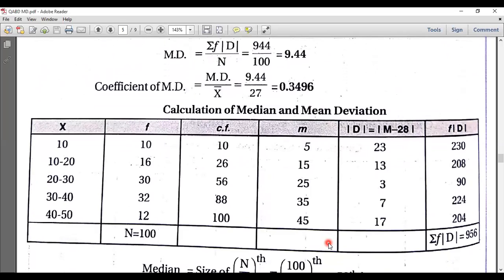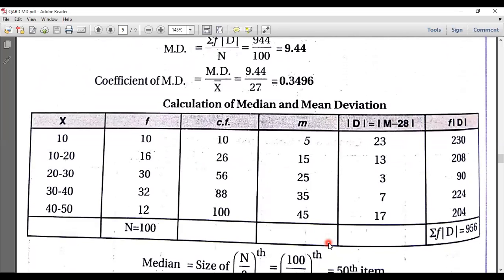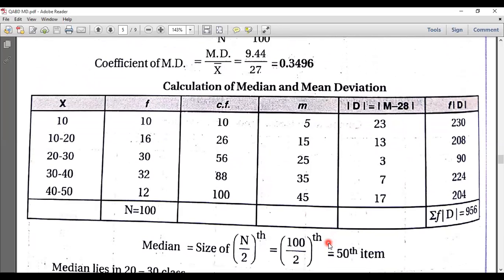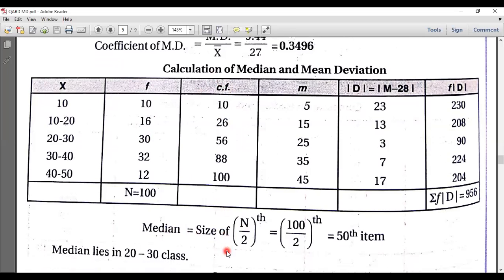Next, calculation of median and mean deviation. The previous one we calculated with the mean; here we'll go with the median. What is the formula for median? So this is 0 to 10. First we'll arrange the data, then find the cumulative frequency. After finding the cumulative frequency, we'll find the median value.